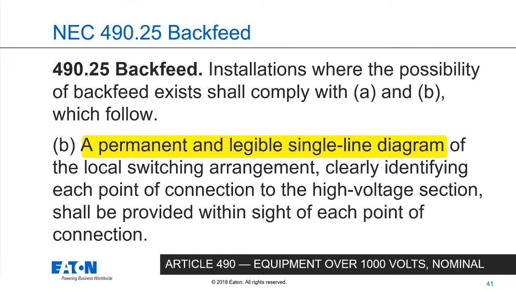So I think you'll typically see a one line diagram in the main switchgear room, probably posted up on the wall, for these reasons. For installations where a possibility of backfeeding exists, you're going to need, as part of B of 490.25, a permanent and legible single line diagram. That's the only dead-on requirement that I could find in any of these documents, and it's about the only reference I could find on single line diagrams in the National Electrical Code.